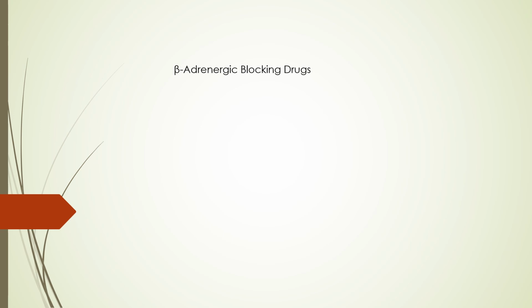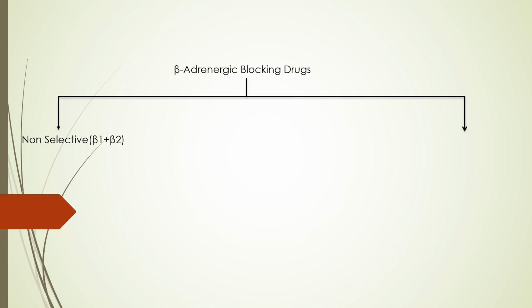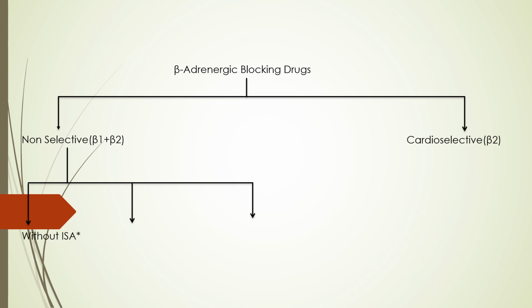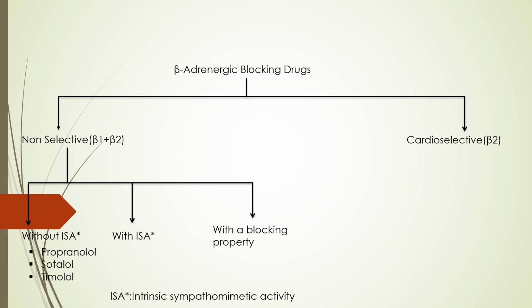Today we are discussing the beta adrenergic blocking drugs. It's divided into two: non-selective and cardioselective. Non-selective is again divided into three: without intrinsic sympathomimetic activity, with intrinsic sympathomimetic activity, and with the alpha blocking property.